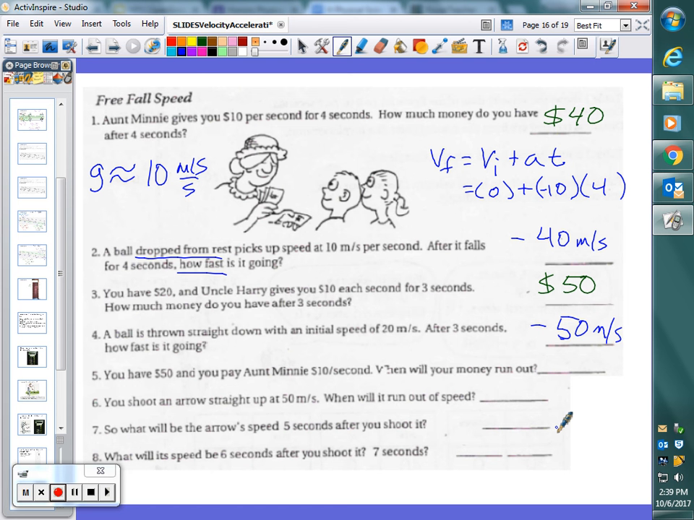Now, it depends on the question, right? This question is just asking you for what? That question is just asking you how fast, which is just speed, right? So technically, does that answer need a negative? No, because it just said how fast.